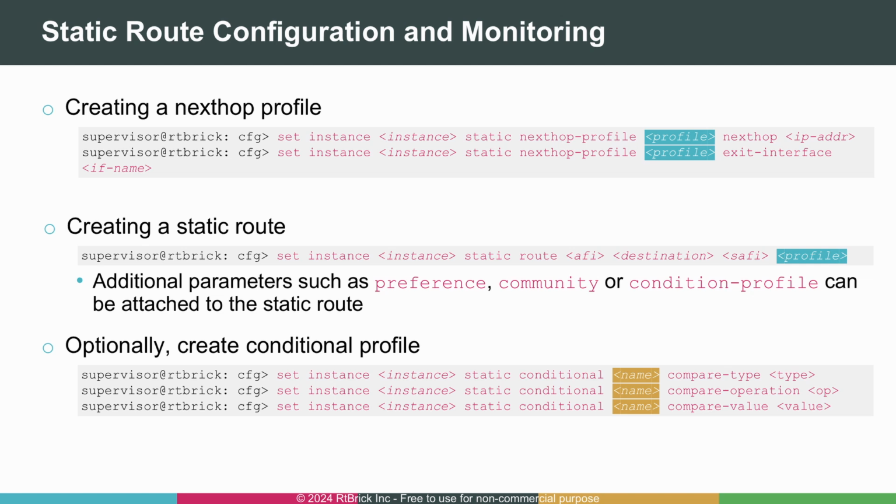The route preference is used by the routing daemon to decide which route to add to the routing table when the same route is available from multiple sources. You can also add a community or extended community attribute to the route. These attributes are useful for tagging routes for later processing. We'll cover this in more detail in the BGP module. A conditional profile can be applied to the static route, allowing you to define conditions, such as a minimum route count, that must be met for the route to become active.